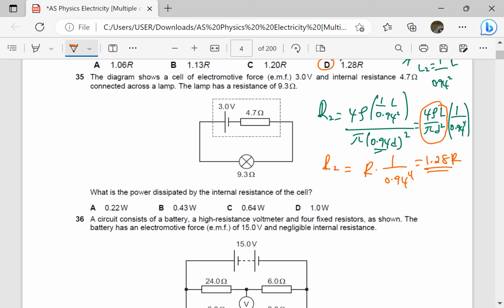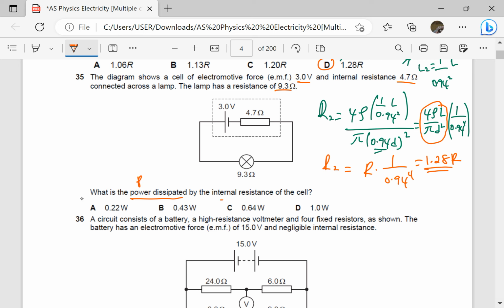The diagram shows a cell of e.m.f. 3 volts and internal resistance 4.7 ohms connected across a lamp. The lamp has a resistance of 9.3 ohms. What is the power dissipated by the internal resistance of the cell?